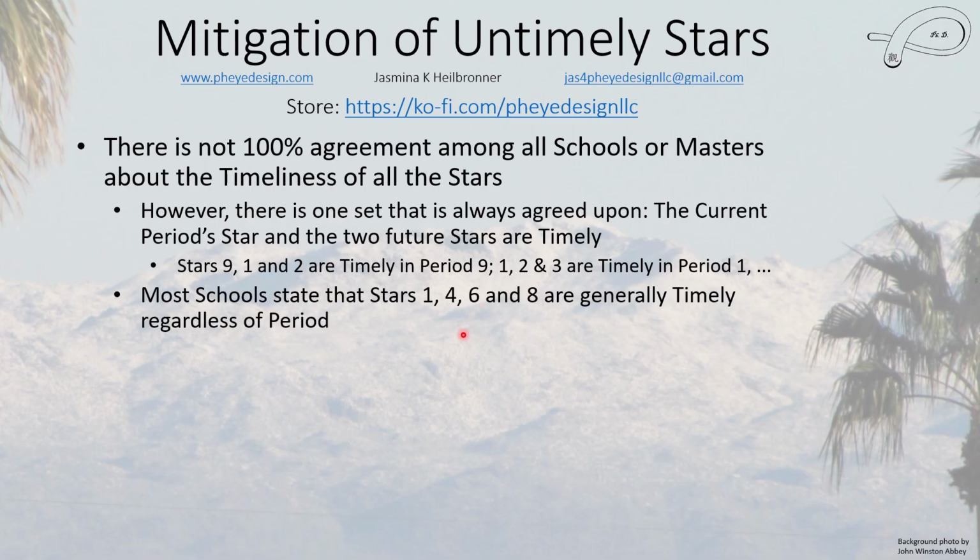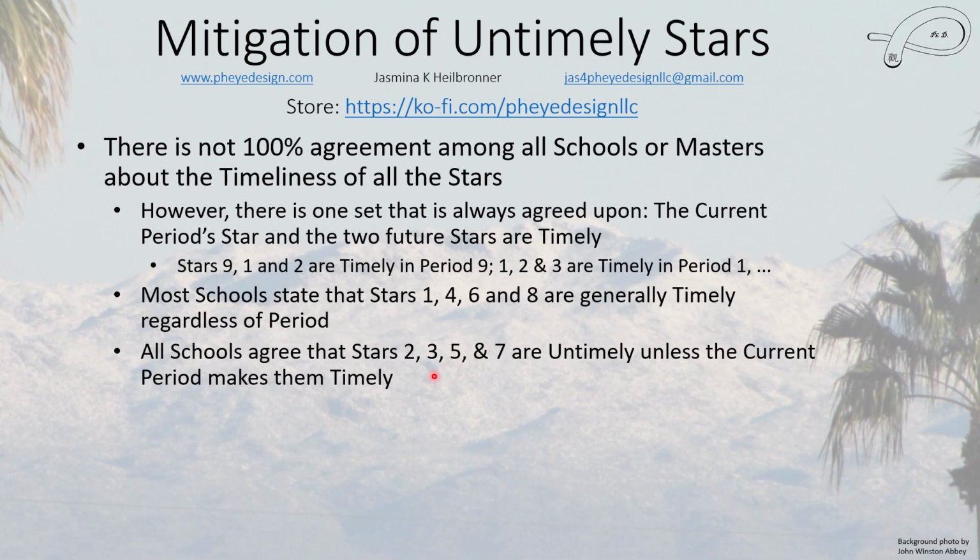Now, most schools, but not all schools, state that stars 1, 4, 6, and 8 are generally timely, regardless of the period. Now, there are some variations. For example, we are in period 9, and the 8 is as weak as it ever gets, but it's still generally considered a timely star. So it's just not as strong as normal, but it's still a good star for the vast majority of the schools out there.